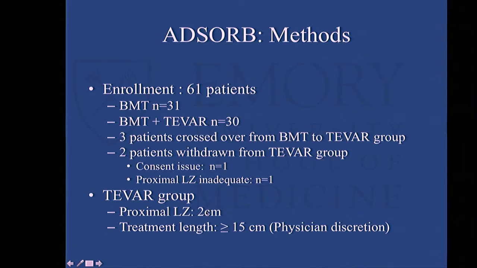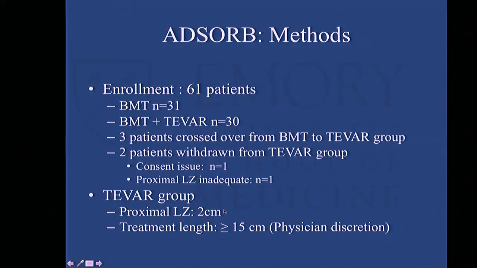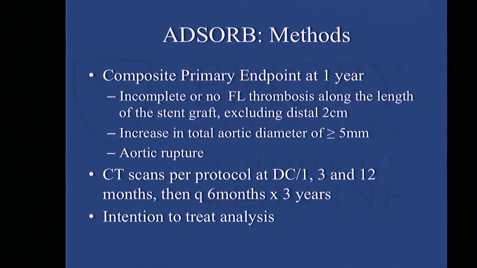Here's basically what you had to do to get into the trial from an anatomic standpoint. You'd have a proximal landing zone of 2 centimeters, which frequently you don't have. So this was very difficult to enroll in. Their primary endpoint was a composite of remodeling indices and rupture, because they knew that uncomplicated has a very good short-term outcome, as we've discussed with just medical therapy.